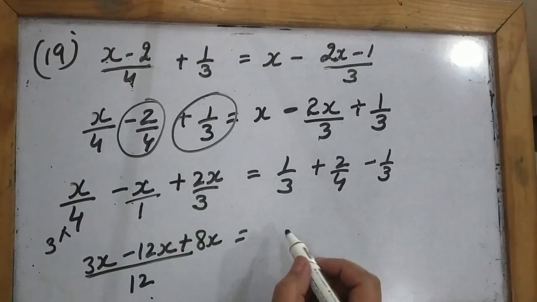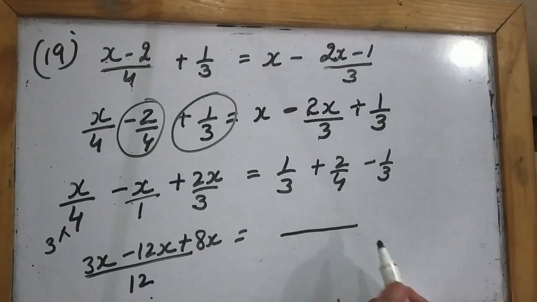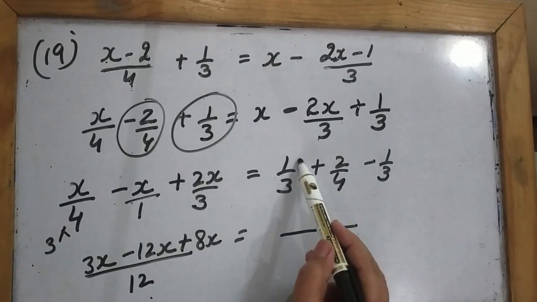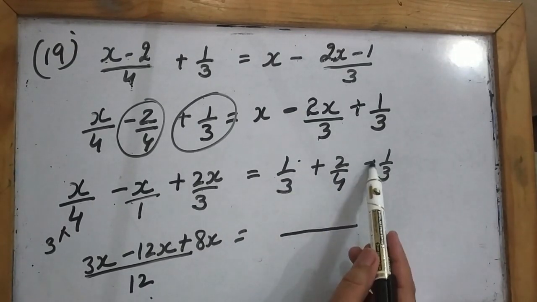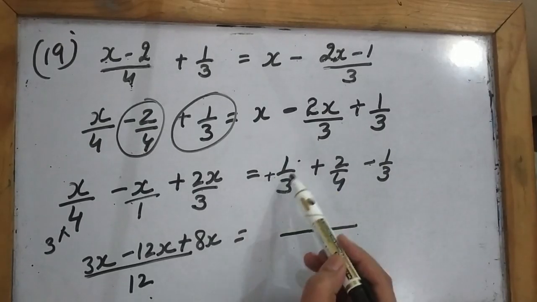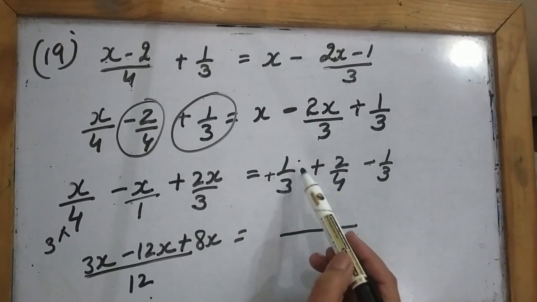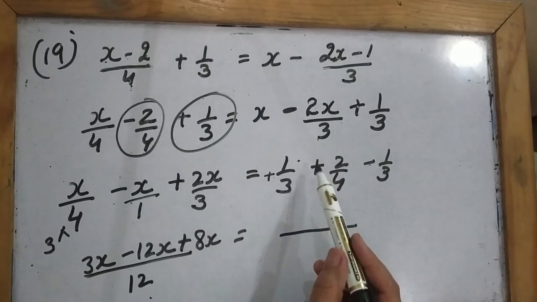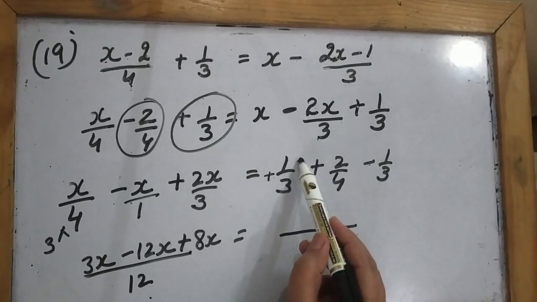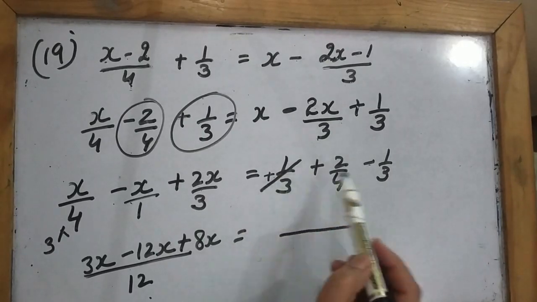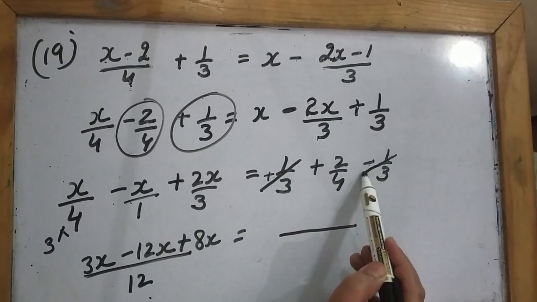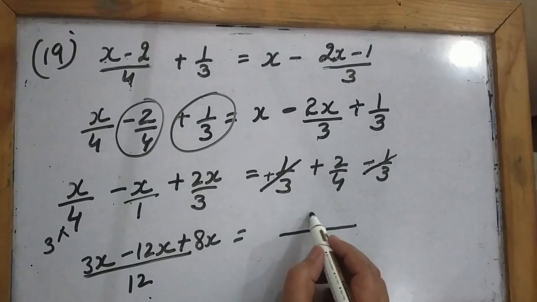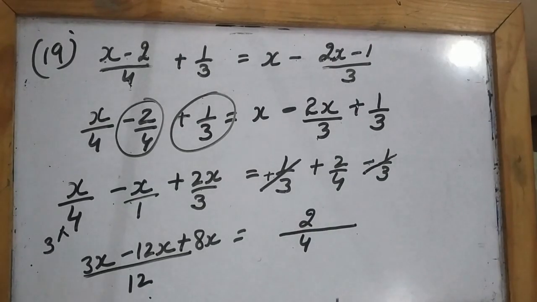4 2s are 8. Now here also you can do like this, that this 1 by 3 and minus 1 by 3. This is positive 1 by 3 and minus 1 by 3. So both are opposite terms. So I told you in the integers chapter, when you have to add opposite terms, they get cancelled. So here you are left with 2 upon 4.